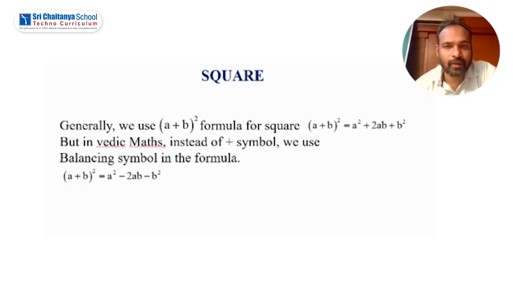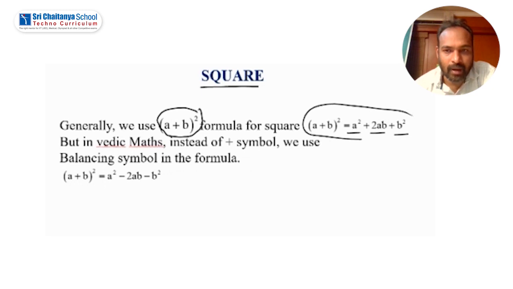Hi students, in this session we are going to learn squares, how to find squares in a simple and easier way. We are familiar with expansion of (a plus b) whole square, which is a square plus 2ab plus b square. Now to find any two-digit square, we are going to apply the same formula here. See how we are going to apply this formula.